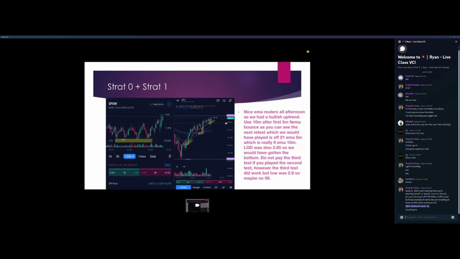Strat 0 and Strat 1. So Strat 1, XPX, lower day. The lower day was 285. We hit 285 here. This is 2.9. This is a little bit higher, but we're playing the second retest, not the third retest. Second retest.